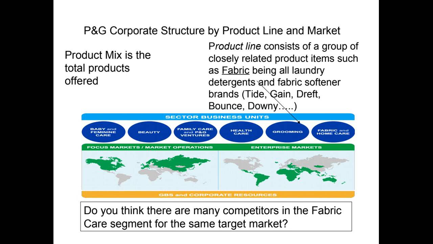Product line is, there's a similarity. So this is Procter & Gamble. If we went to Procter & Gamble's website, we would see these are what we call business units.